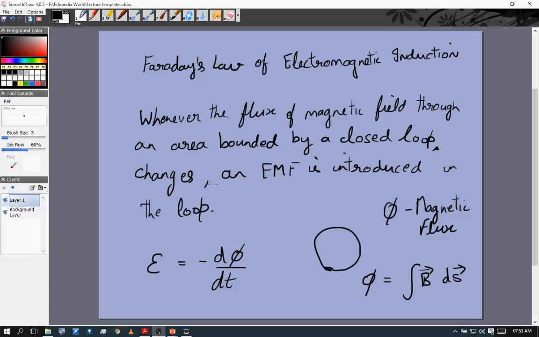Right. Now notice there's a minus sign here. We'll come to that in a second. Before that, let's just do something which comes quite naturally. If the resistance of the loop is R, let's say this is the loop and the total resistance of the loop is R, then the current flowing through the loop will be minus 1 by R d phi by dt by Ohm's law.